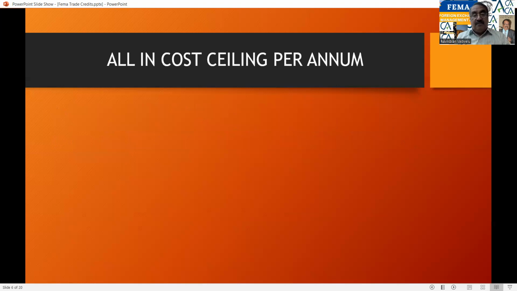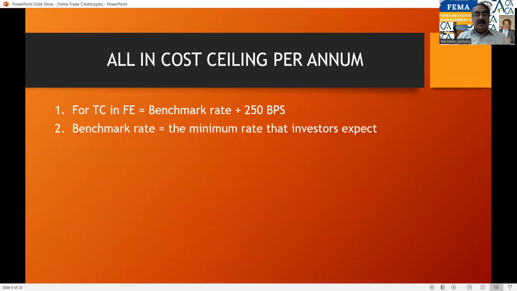And what is the cost? What is the all-in cost ceiling? When you import, you have to pay the interest. That is, the benchmark rate plus 250 BPS, that is, basis points. Here, benchmark rate means it's the minimum rate that the investors expect. Suppose the benchmark is 8%, then you have to add 2.5%, that is, 250 basis points. So that is the all-in cost ceiling. That is the maximum extent you can go up to.